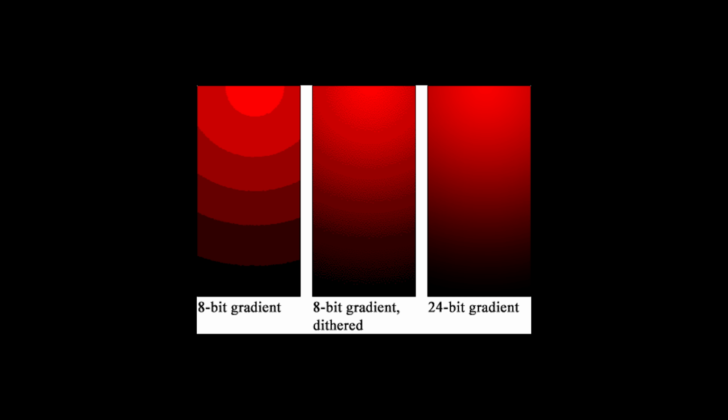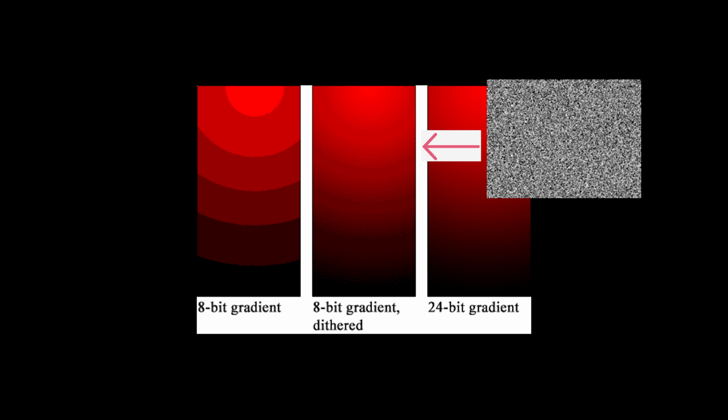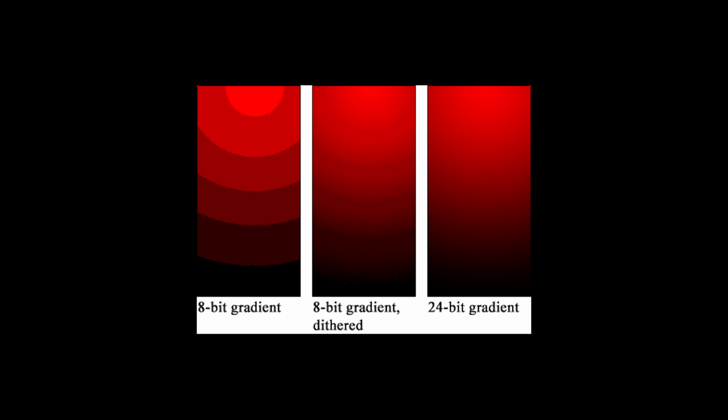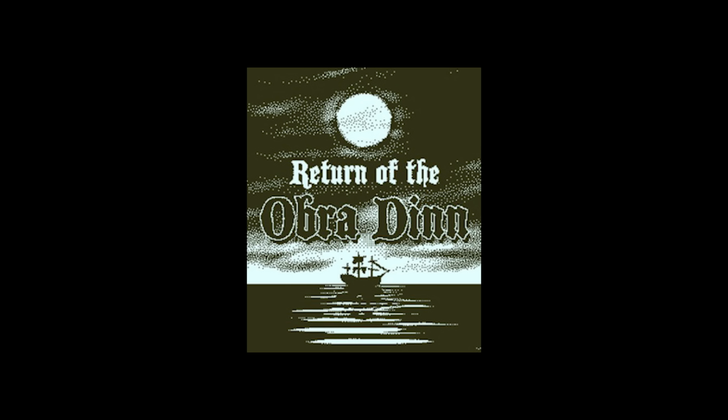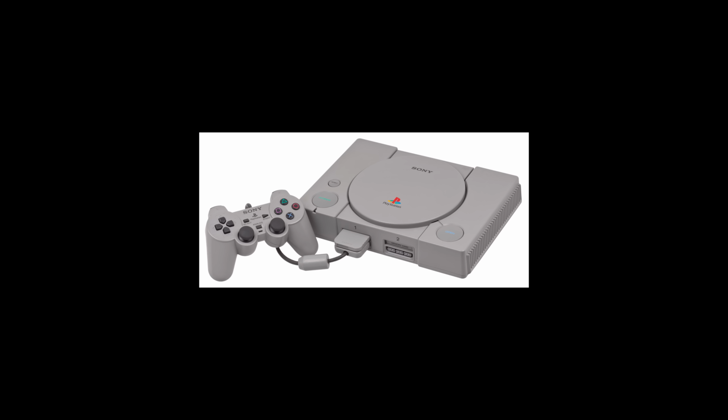To fix this, we use something called dithering. Dithering is a technique where we intentionally add noise to the image in order to spread gradients out and create the illusion of a smoother blend. In the past, I have covered Bayer dithering and blue noise dithering, most famously used by the game Return of the Obra Dinn, but the PS1 actually had its own proprietary dither matrix.